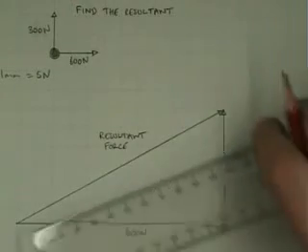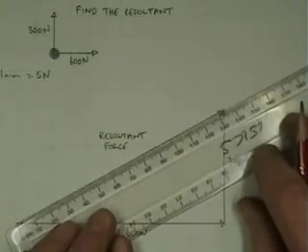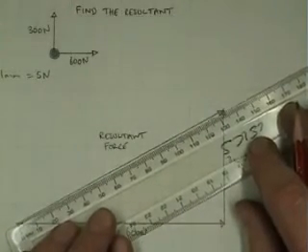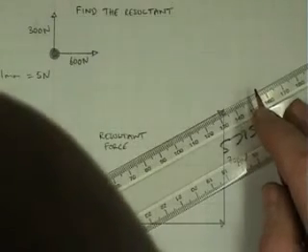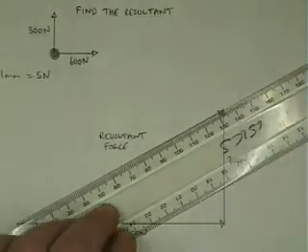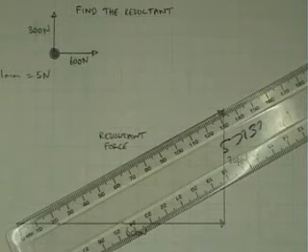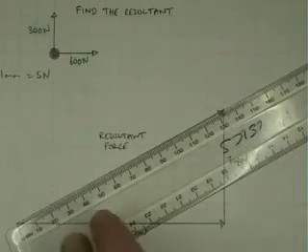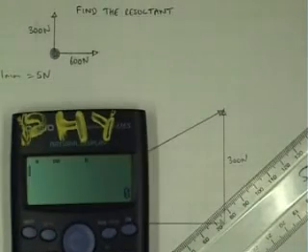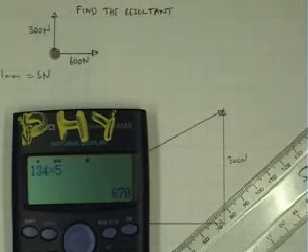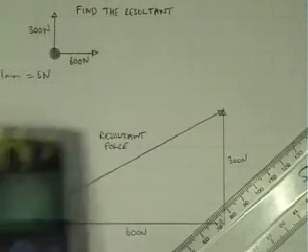So to find the size of the resultant force, I simply measure the length of the arrow, which is 134 millimetres. So 134 millimetres at 5 newtons for every millimetre. Let's do it the easy way. 134 times 5 is 670 newtons.